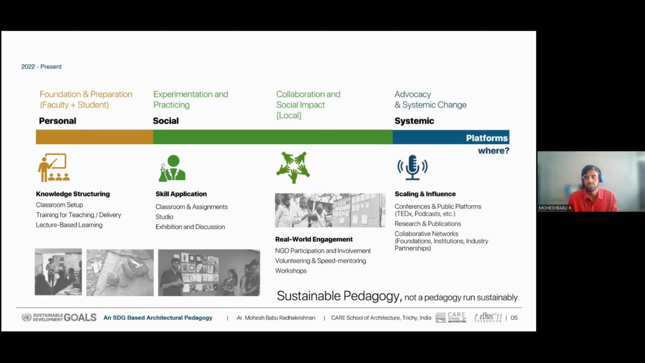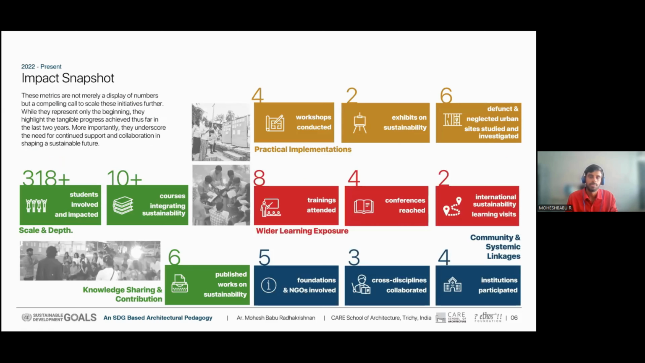And finally, the systemic level is where advocacy and systemic changes step in, where scaling and influence is very necessary, such as conferences, public platforms, research publications, collaboration networks, foundations, institutions, and industry partnerships.